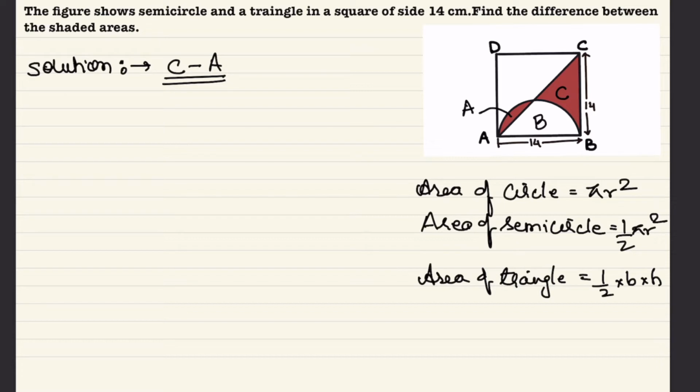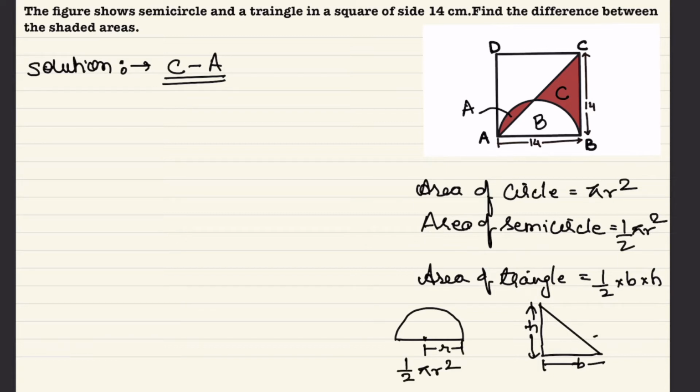I will draw the figure over here. This is a triangle, any triangle. This is called the base and this is called the height. Similarly, I draw a semicircle. This is a semicircle, and this is r. So, this area is half pi r square and this is half base into height. Now, we will start solving the question.